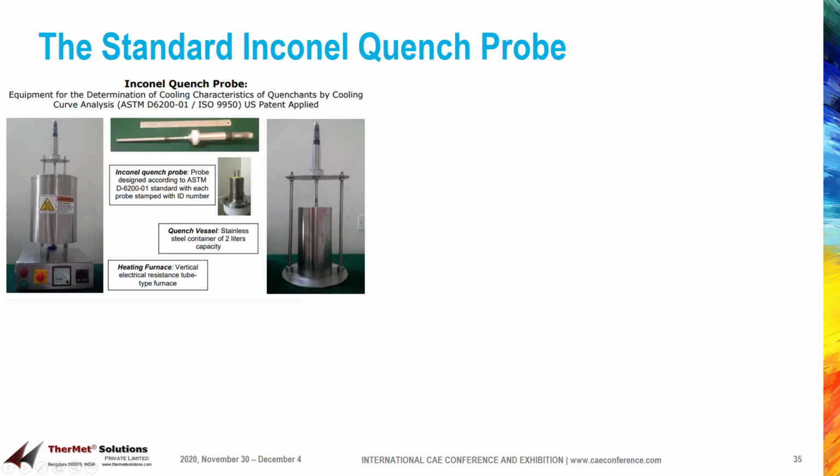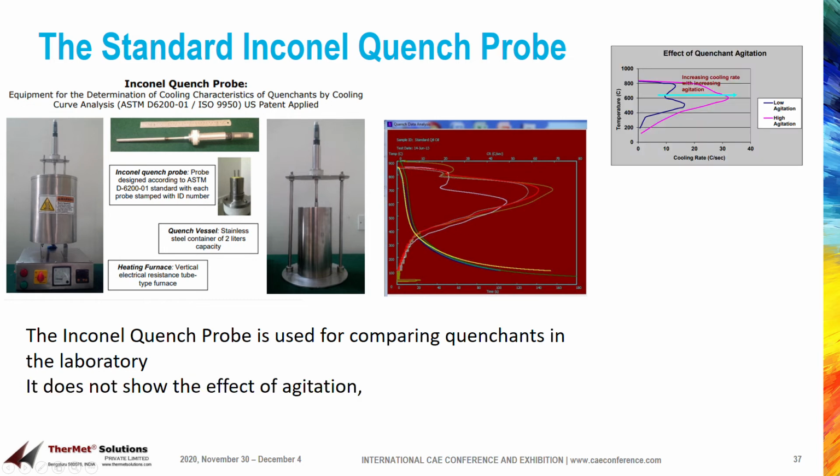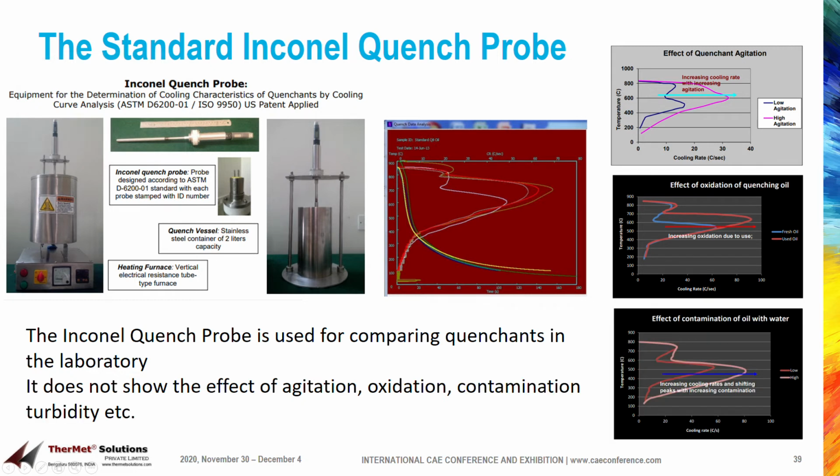One of the common equipment used for measuring the cooling characteristics of quenchants in the heat treatment industry is the Inconel quench probe, defined under ASTM D6200 and ISO 9950. The Inconel probe can be used for comparing quenchants only under laboratory conditions. It is common knowledge that quenchants behave differently when agitated, as it is the case in the plant. The cooling behavior of a quenchant is also affected by contamination, oxidation, turbidity, etc.